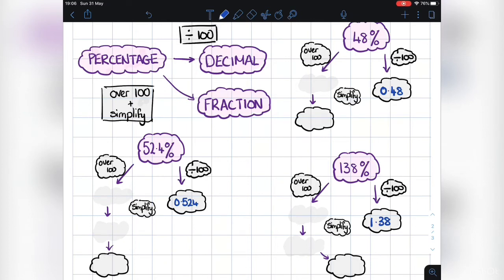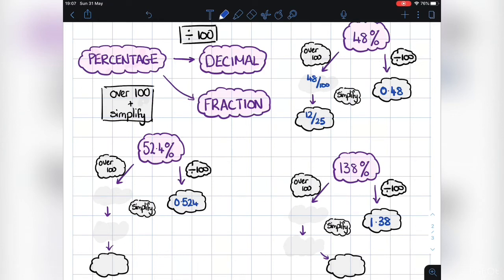Okay, as fractions. So 48% becomes 48 over 100. And that fraction can be simplified. So I'm going to divide that by 2, which is 24 over 50, divided by 2 again, and that gives me 12 over 25, which is in its simplest form. Okay, let's check out the others.